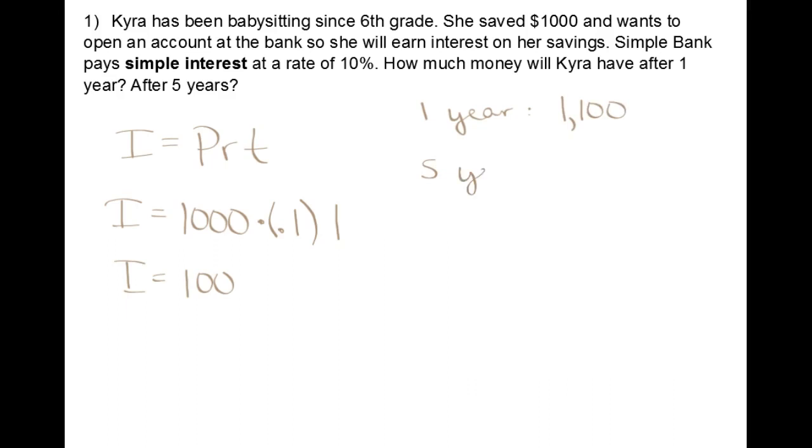But now we need 5 years. So after 5 years, we just change this number to a 5, and it becomes 500. I'm being lazy. You shouldn't be lazy. I'm crossing out my original problem. So if it was 5 years, $500 would get added onto 1,000, and she'd have 1,500. So even though it was a good percentage, she's not benefiting from all that money that's added in every year to be also counted.